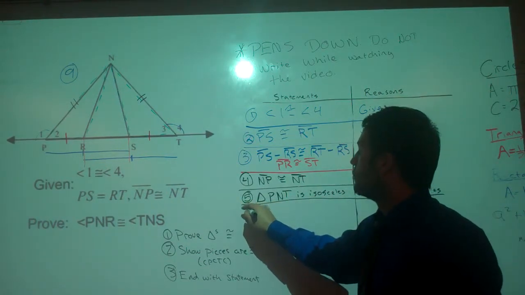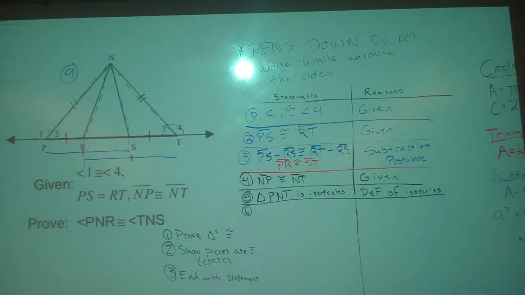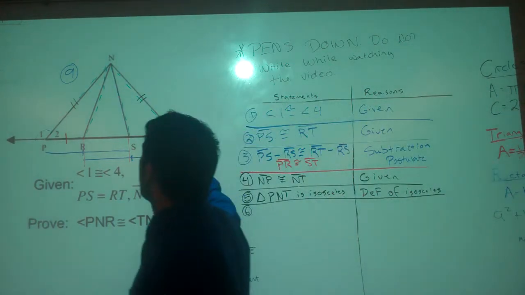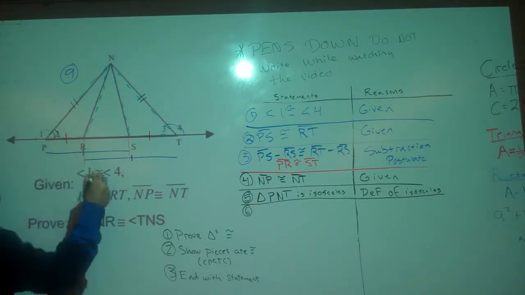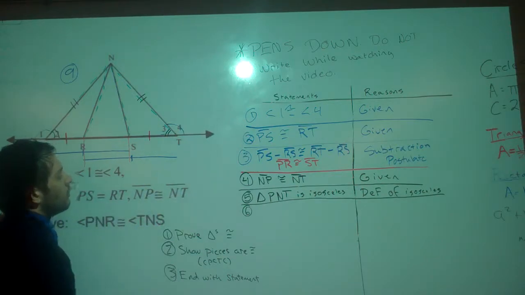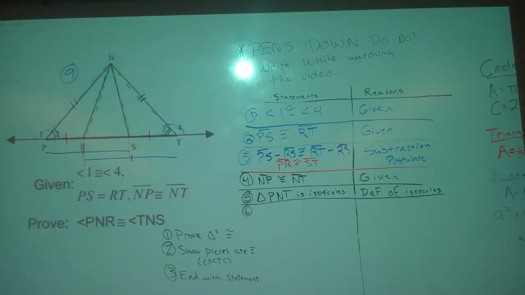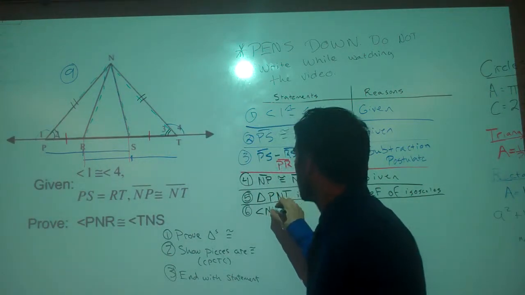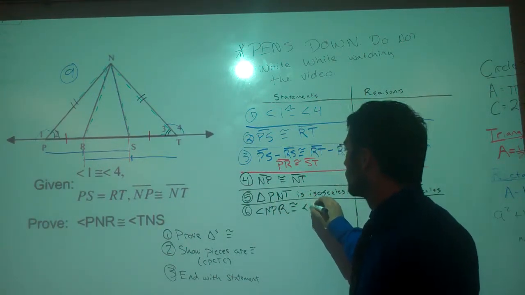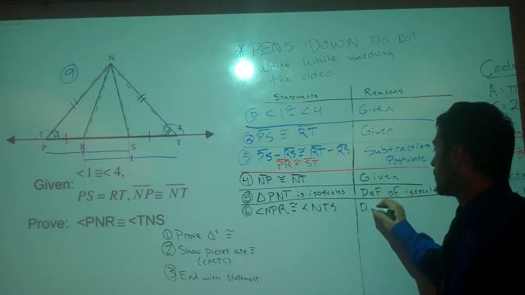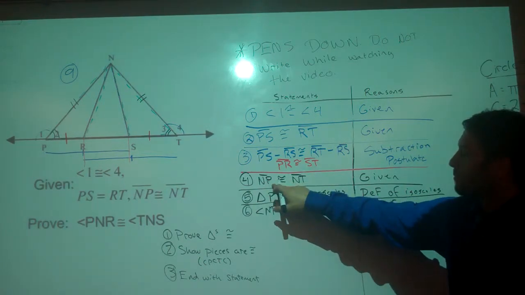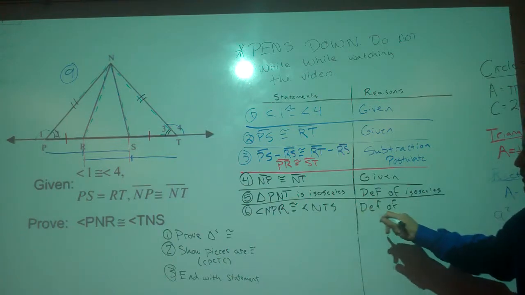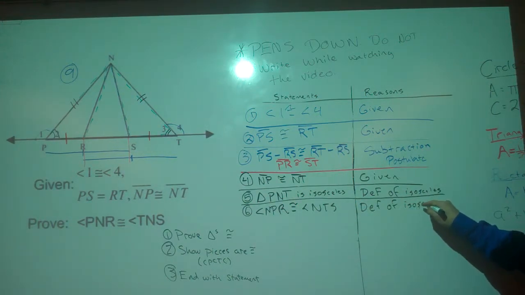The reason that I wanted to do this is because now that I know that this big triangle is isosceles, it must also be true that two angles are the same, and in this case they are angle NPR and angle NTS. Those must also be the same because the large triangle is isosceles. So I proved that the triangle was isosceles because the two sides were the same. And because it was isosceles, I could also add that the angles would be congruent as well.